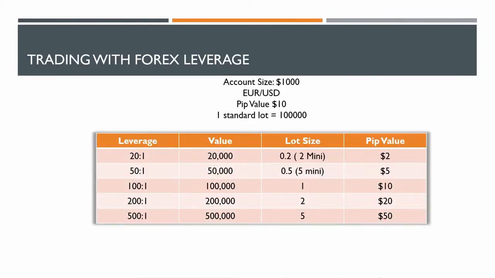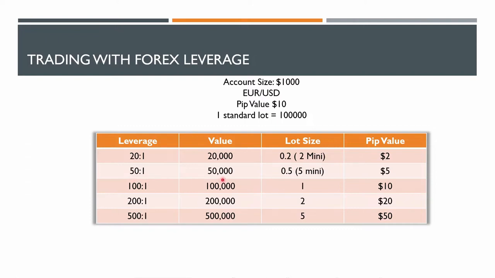Trading with Forex leverage. Let's say we have an account size of $1,000 and we are trading EUR/USD. As we know from the earlier lessons, the EUR/USD pip value is about $10 per standard lot. How much could we trade when our broker offers 20-to-1 leverage? With 20-to-1 leverage, it's a value of $20,000 we could trade. So that means we could trade a maximum of 2 mini lots, which is about $2 per pip.